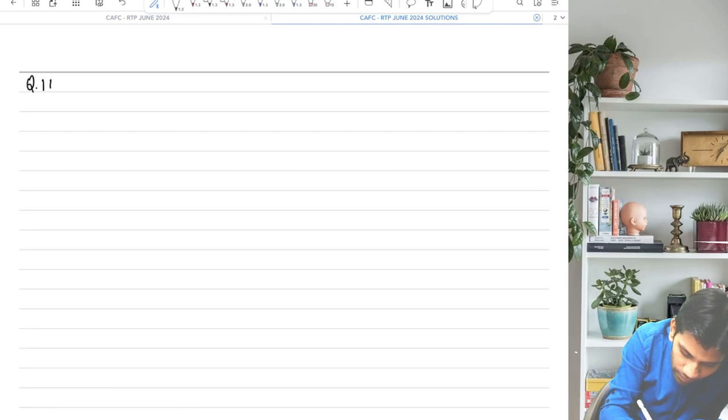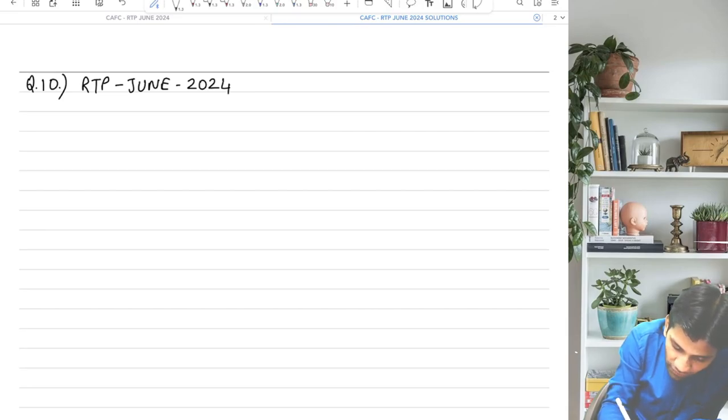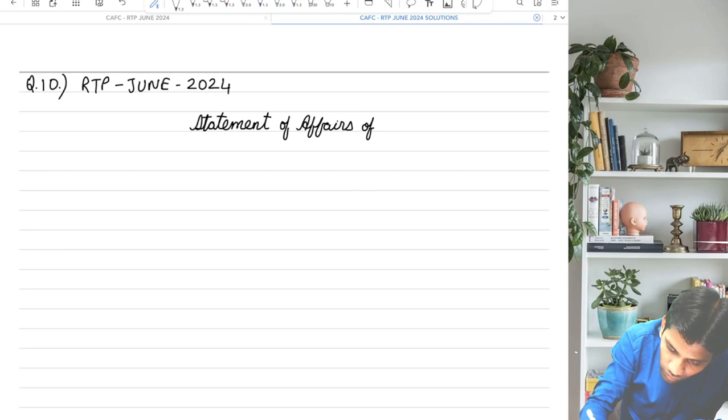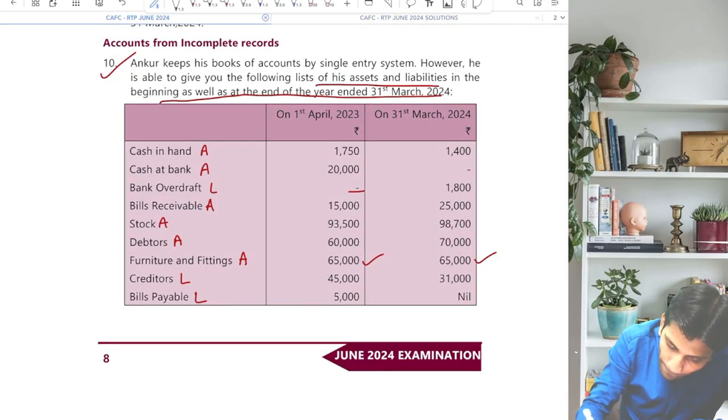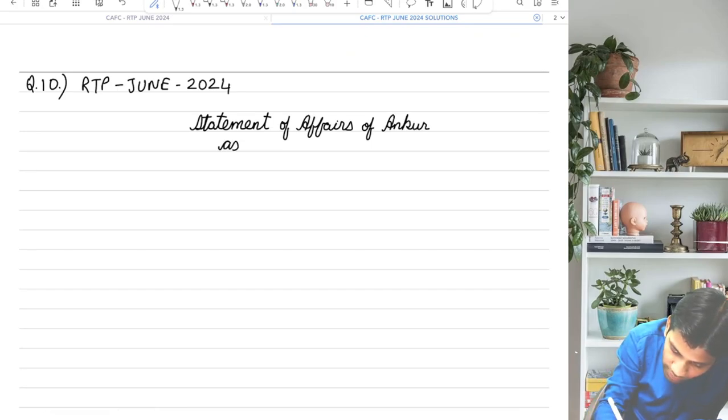Question number 10. This is RTP June 24. First, we'll prepare statement of affairs of Ankur as on 1st April 2023.